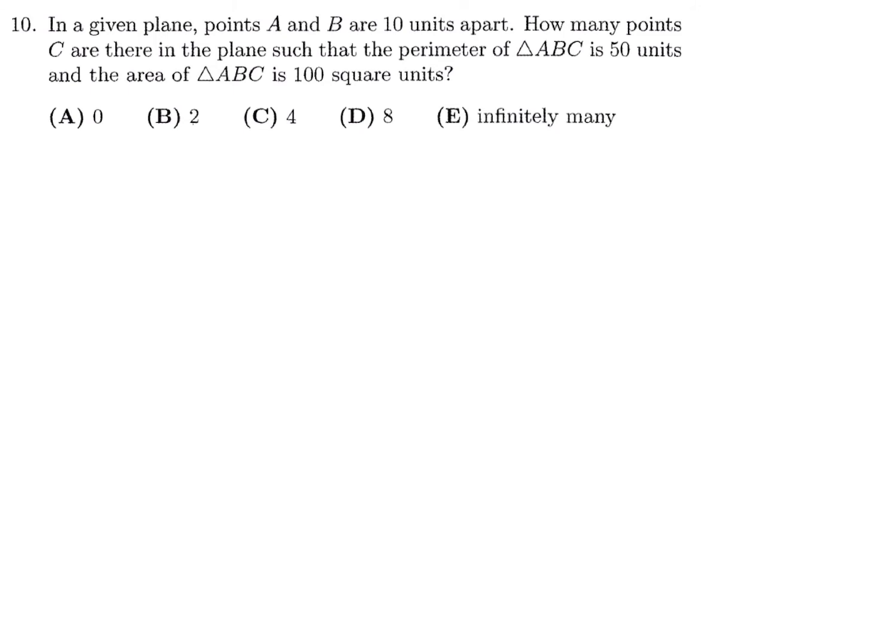In a given plane, points A and B are 10 units apart. How many points C are there in the plane such that the perimeter of ABC is 50 and the area is 100? All right, so we have some triangle. Let's just draw a quick diagram here. And we've got a triangle that has some sort of property. And I'll just draw a height that's perpendicular.